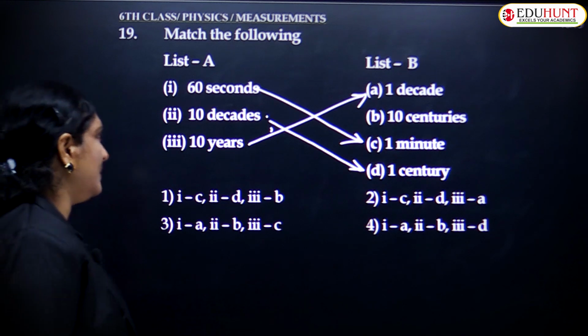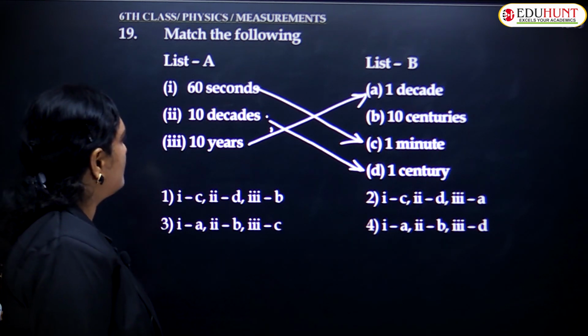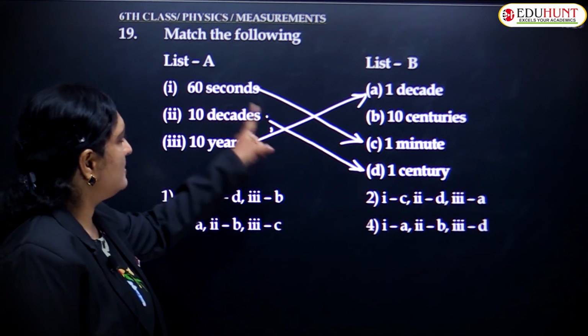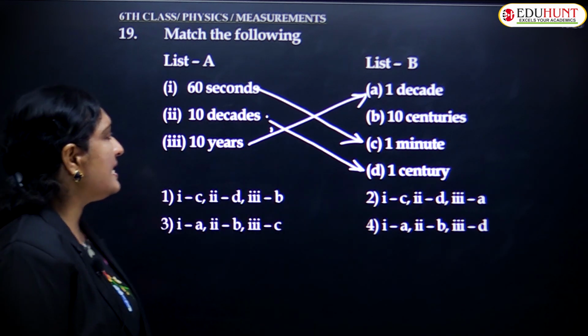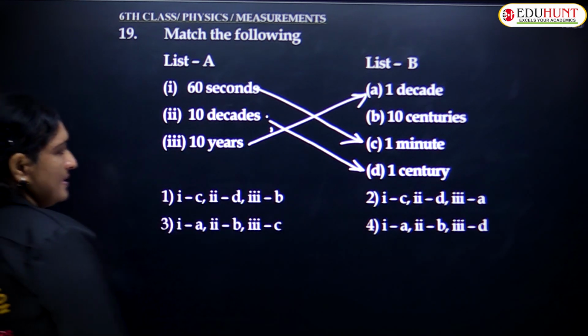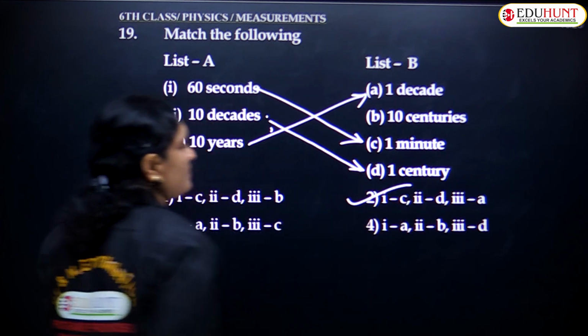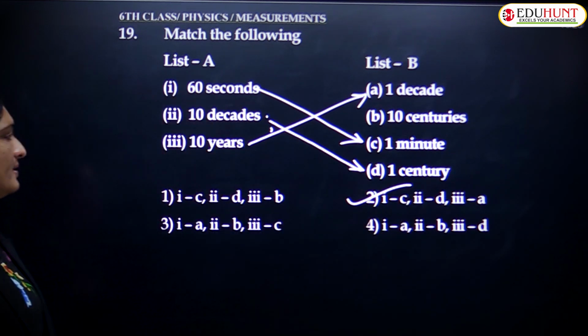That's all, only 3 questions. So what is the correct answer? 1C, 2D and 3A. C, D, A. Where is the right answer? Here, the second option. Okay, the 19th one, second option. Are you getting me, children?